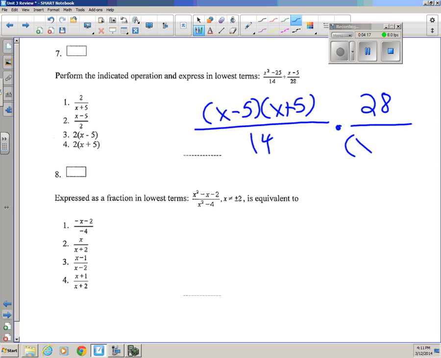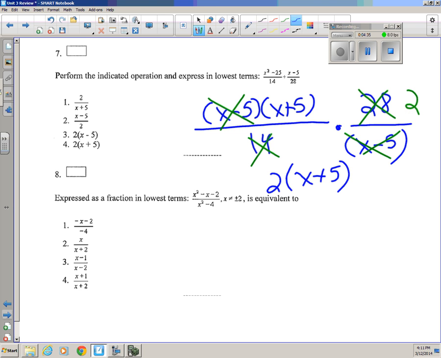And then here, when I do that, I can say x minus 5 and x minus 5 can go away. I'm going to do a little bit of cross canceling because I can. 14 goes into itself once. 14 goes into 28 twice. What's left over is this monomial outside that binomial. This is choice 4.